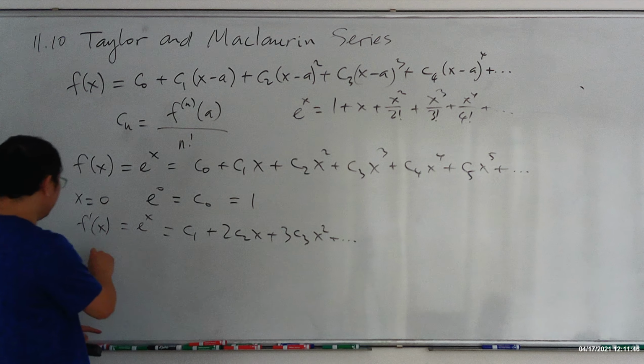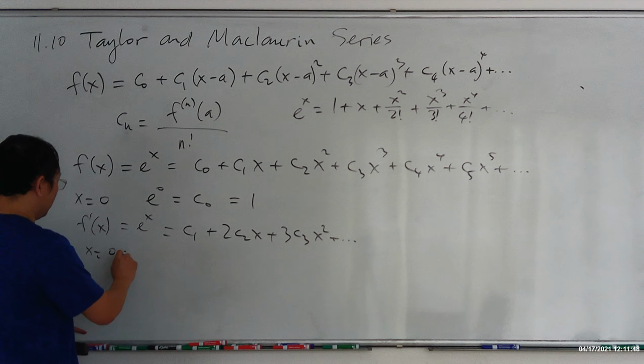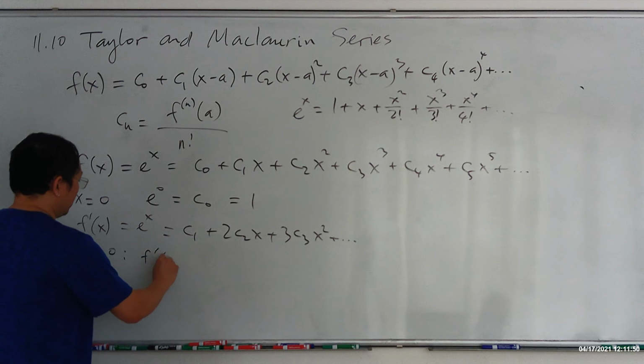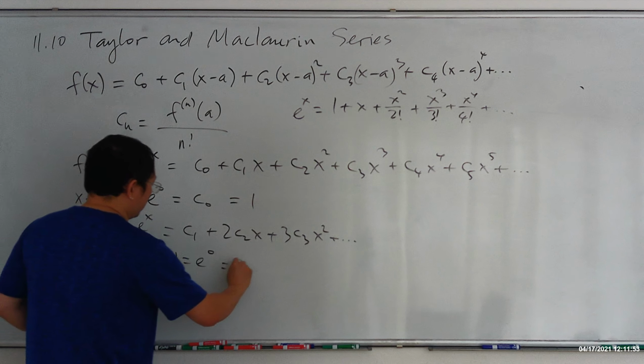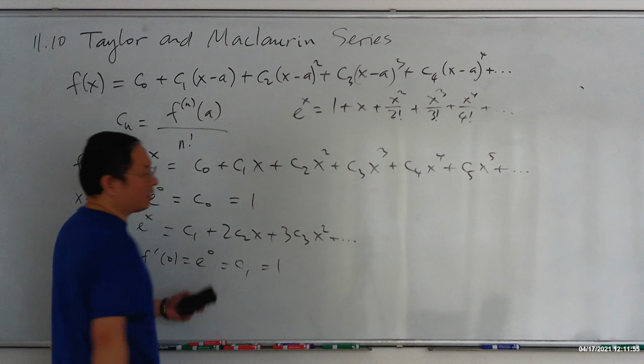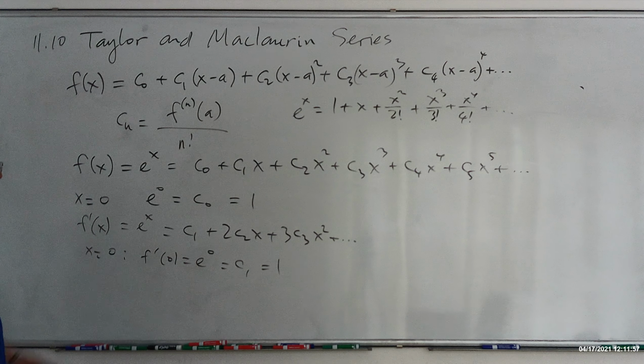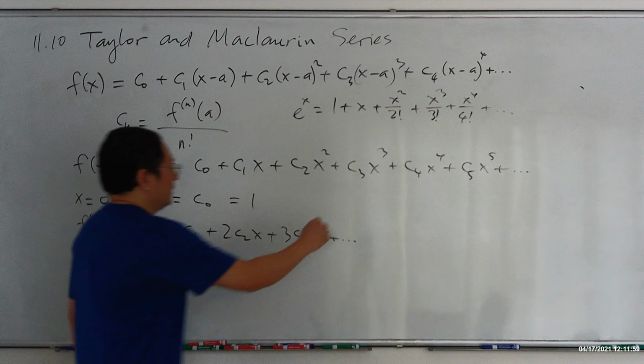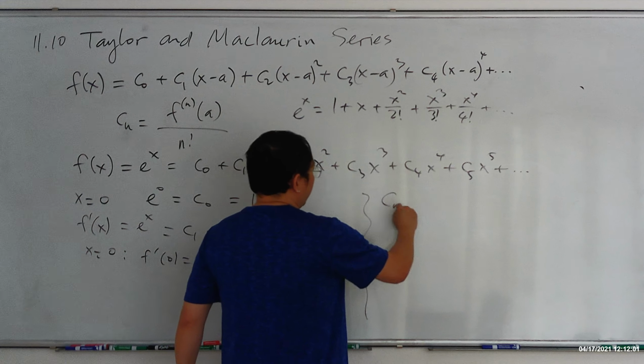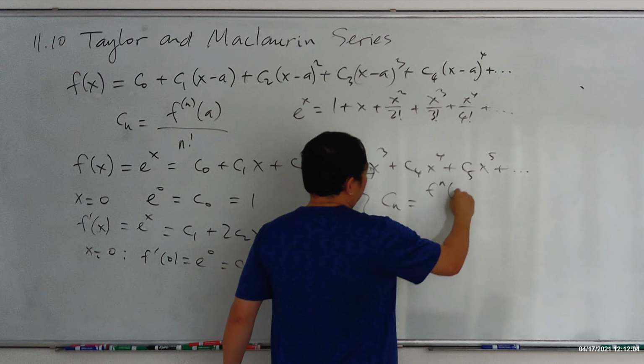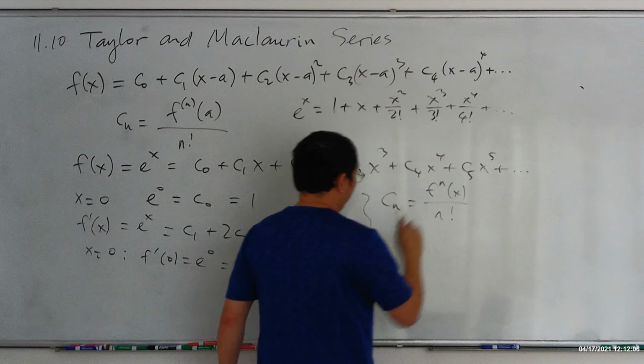And I plug in what? x equal to 0 in here. So f prime of 0 is equal to e to the 0, which is equal to c1, equal to 1. So I got c1 equal to 1. Okay? So you see the formula actually applies. And we call the formula Cn equals f to the n of x over n factorial, right?